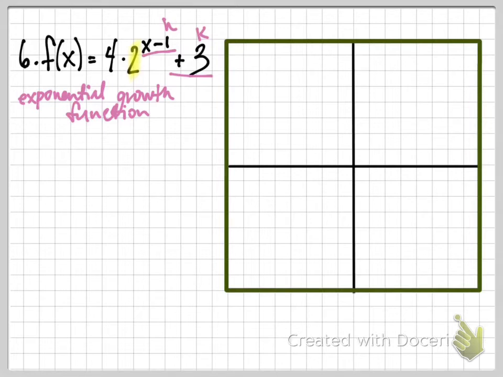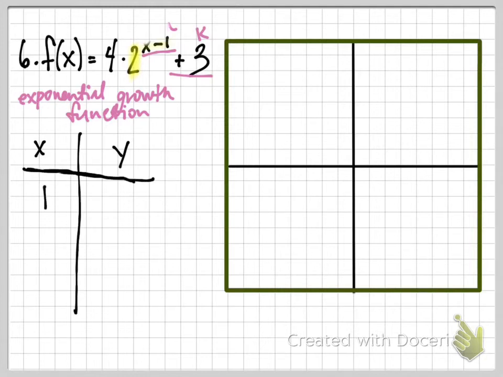I want to get at least 2 points, so I'm going to draw my table. I have x and y. So I can just plug in x equals 1, and I can plug in x equals 2. When I plug in x equals 1, I get 4 times 2 to the 1 minus 1, which is the 0 power, plus 3. So 4 times 2 to the 0 power is just 1. 4 times 1 plus 3 gives me a 7. So I can plot a point at 1, 7 right here.